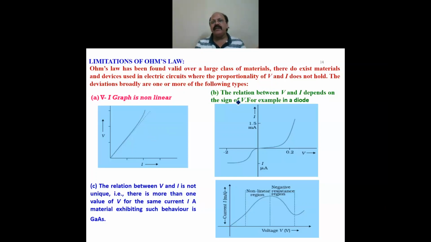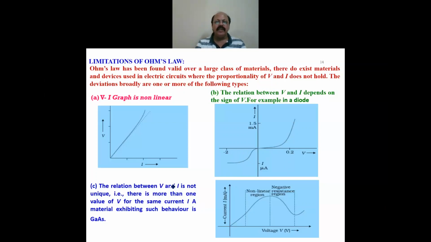Here we take another one. The relation between V and I depends on the sign of V. For example, the PN junction diode characteristics, which you will study in detail in the electronic devices chapter. Here you see that for the positive value of voltage and the negative value of voltage, the graphs are different. So the VI relationship totally depends on the sign of V. The graph you are getting in the first quadrant is called forward bias, and this is known as reverse bias, which is in the third quadrant.